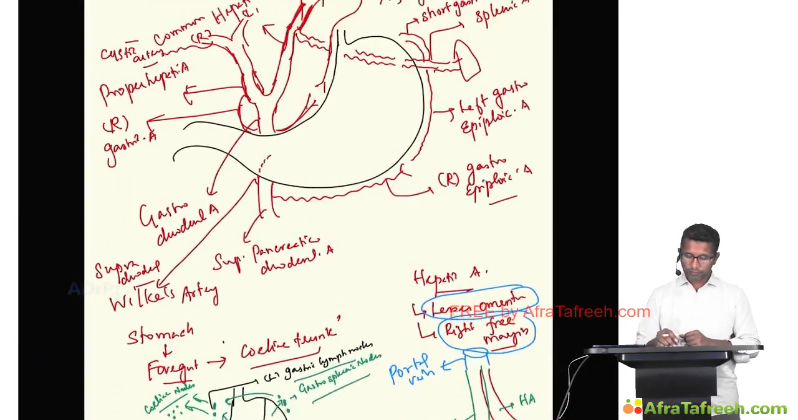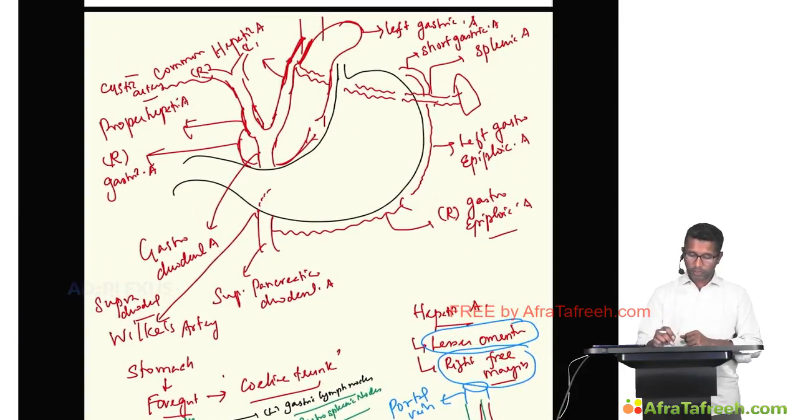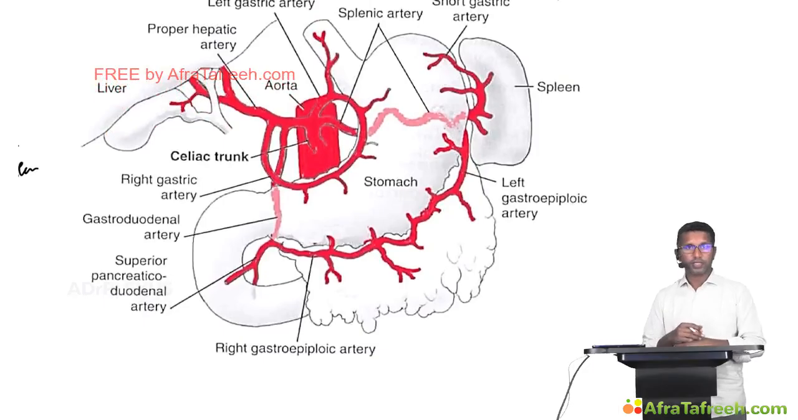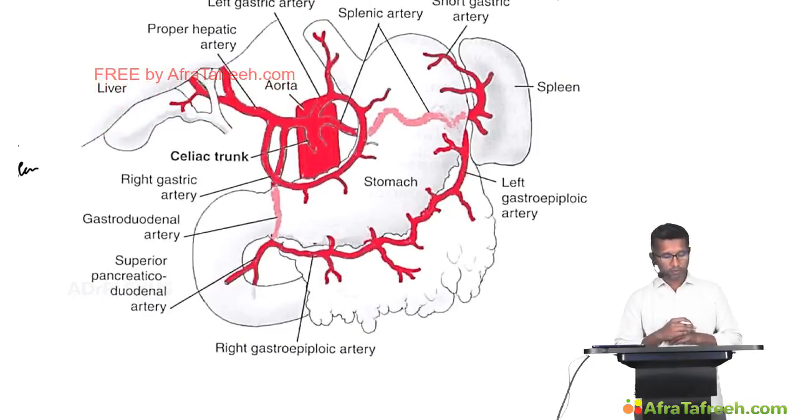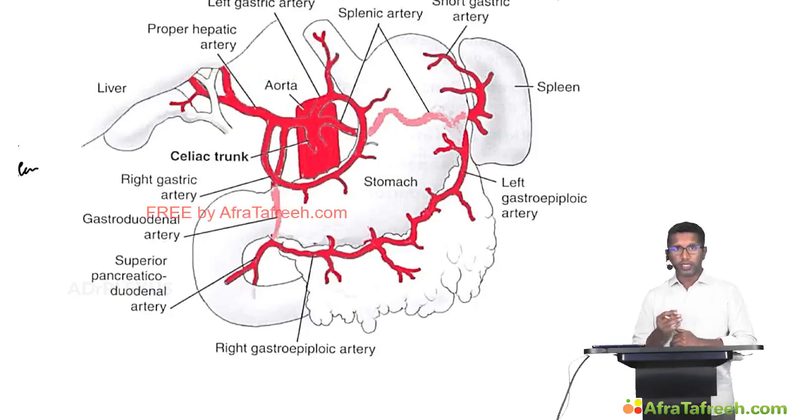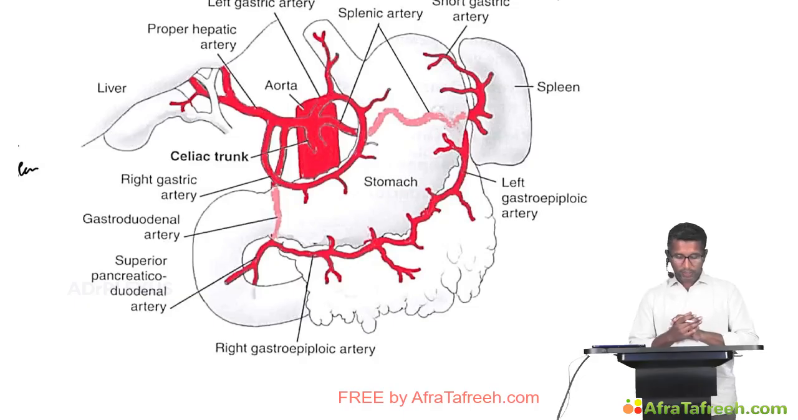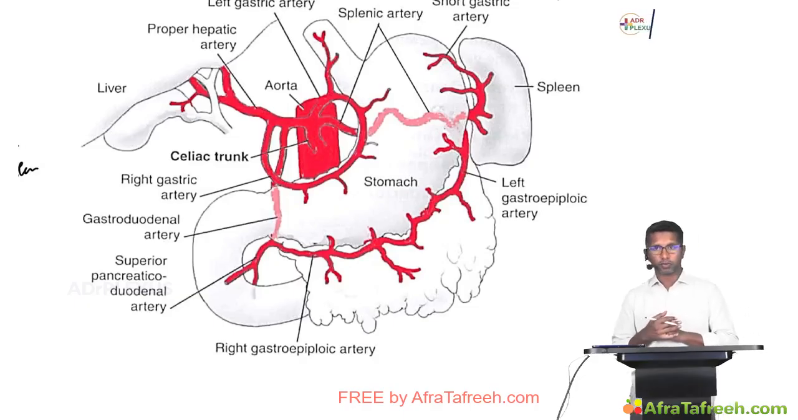So we have seen a lot of important things related to the stomach: the blood vessels, the lymphatic drainage, and the nerve supply of the stomach also. When you take the applied aspect, ulcers are common in the stomach region, called gastric ulcers, and carcinomas are common in the stomach region, called gastric carcinomas.